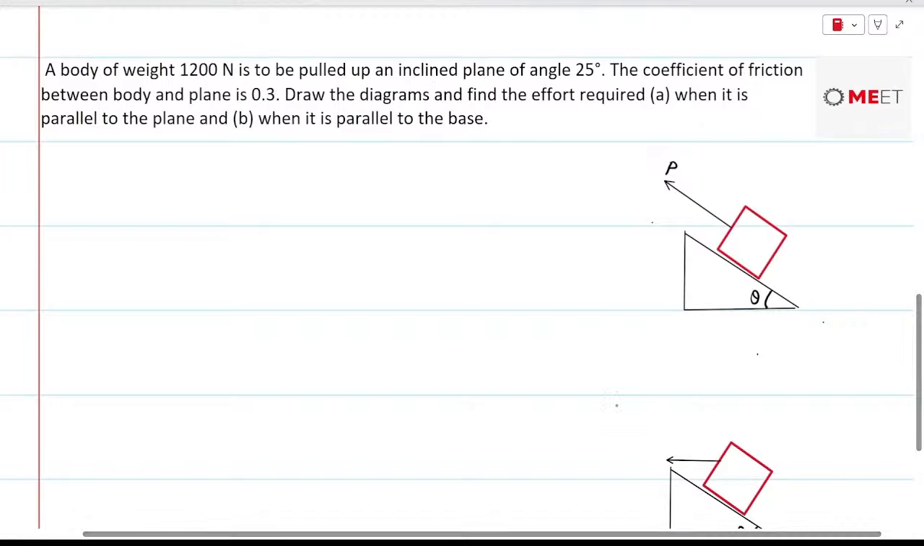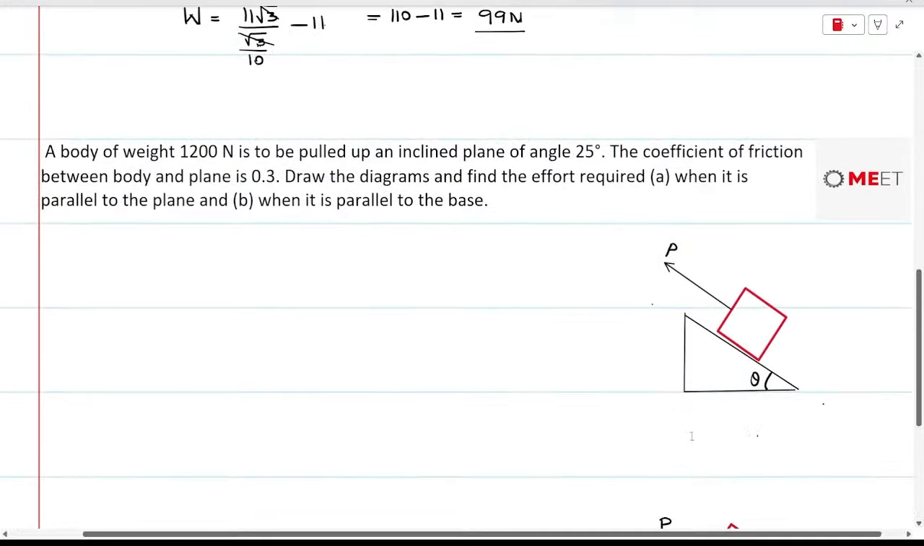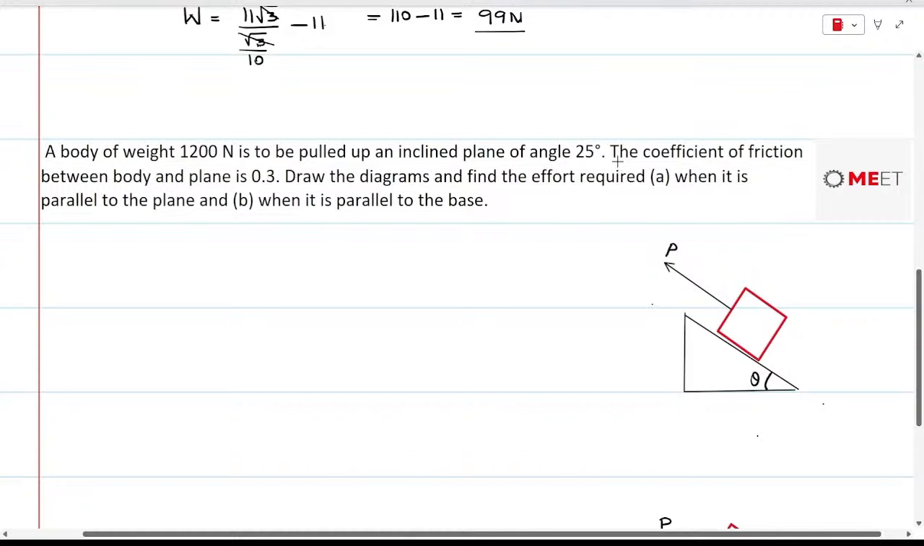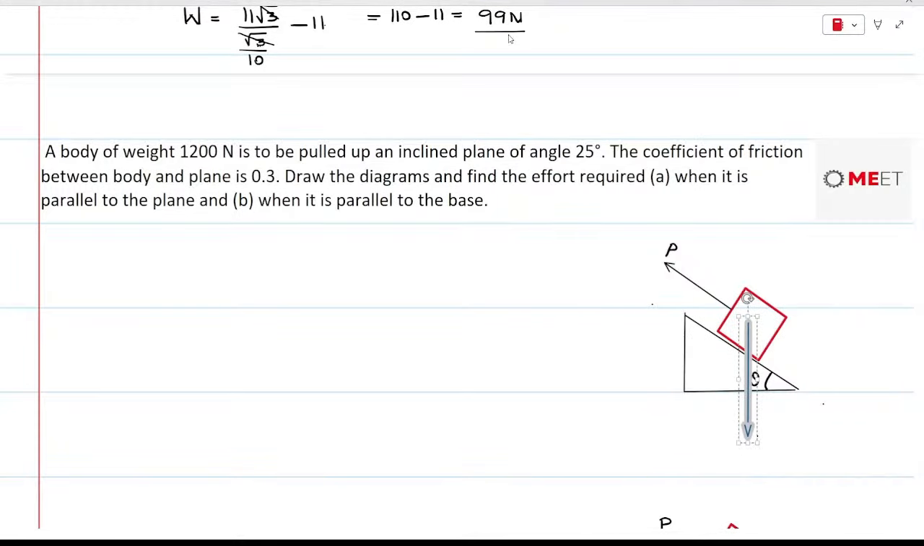Now, in both the cases, what is the value of P is to be determined. So first, we start with the marking of forces. First is the weight that is going to act downwards. Weight will be acting vertically downwards. And the second is the components of weight that need to be resolved along the plane and normal to the plane.